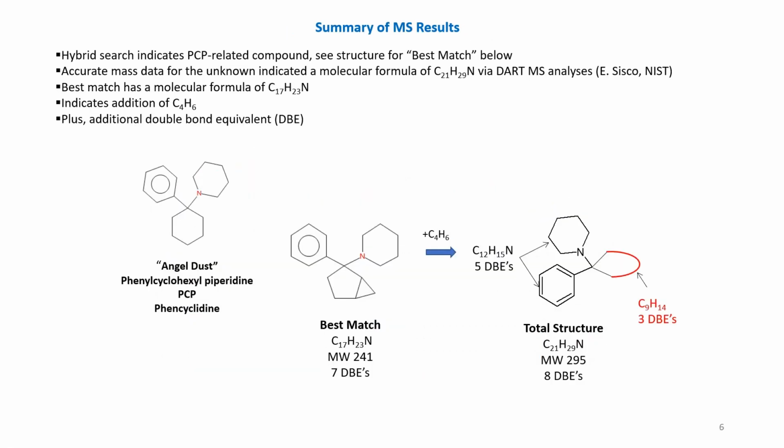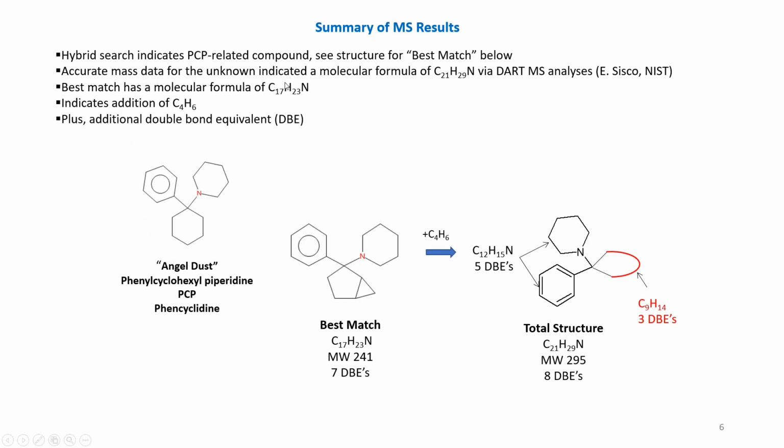The summary of the mass spec results show that the hybrid search indicates a PCP-related compound. You can see the structure shown right here for the PCP-related compound, the best match, and that's part of a PCP-type related series of compounds, and shown to the left over here is angel dust, PCP.